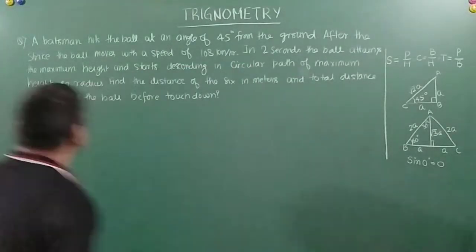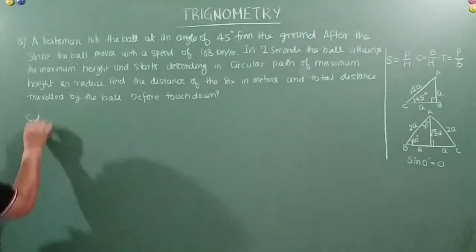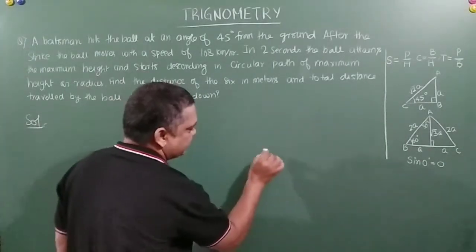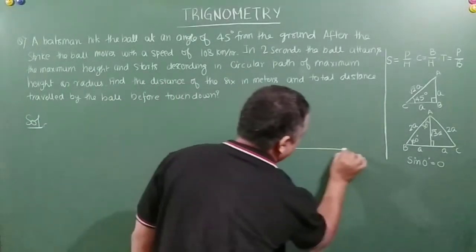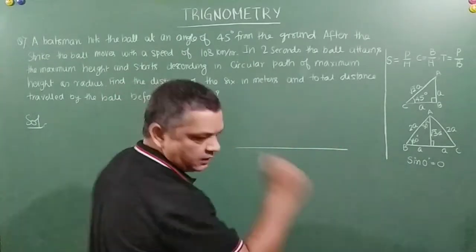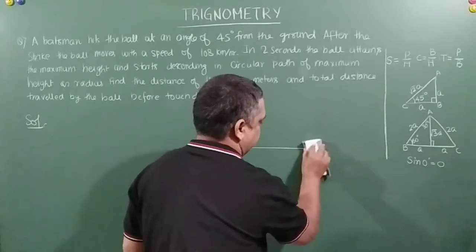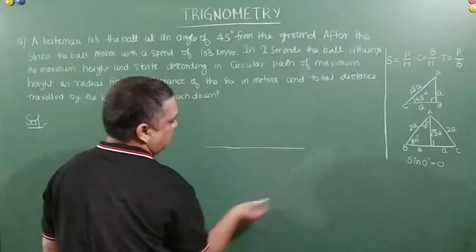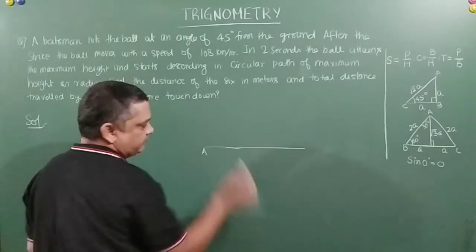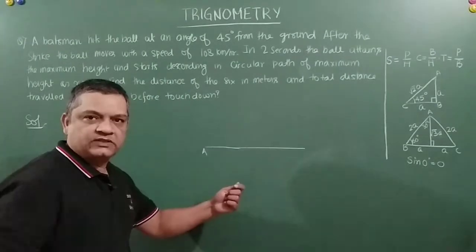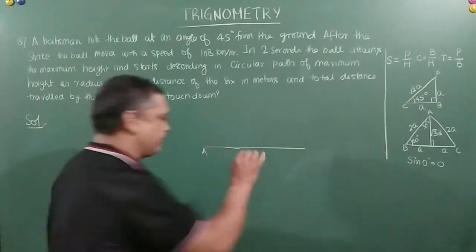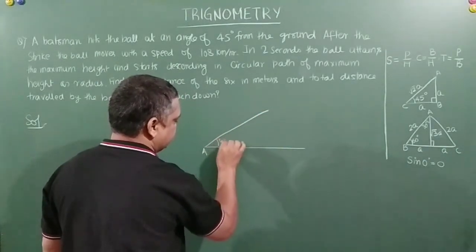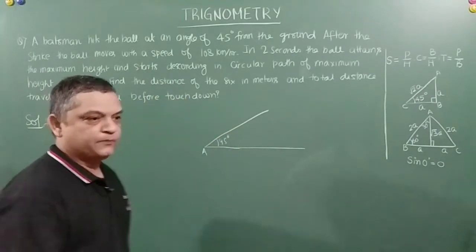Solution. We will make the diagram first. Okay, let's say here is the batsman. What happens is that this batsman is actually hitting the ball at an elevation of 45 degrees. So this is 45 degrees, at an elevation of 45 degrees.